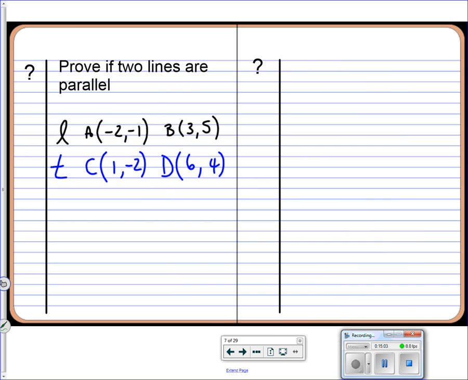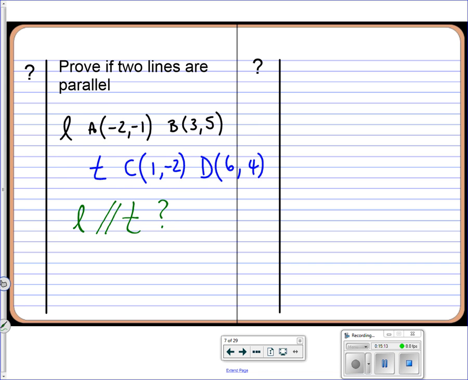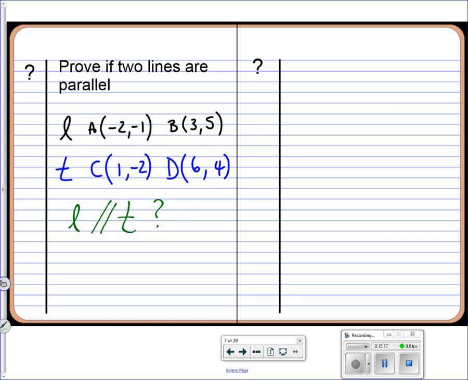Oh, prove two lines are parallel. That's super easy. Let's see if we can ask the question first. So I have these two lines, L and T. A couple of points that are on L are A and B, and a couple of points on the line T are C and D. So here's the question. Are L and T parallel? Now it's just a matter of finding the slopes of those two lines and comparing them.